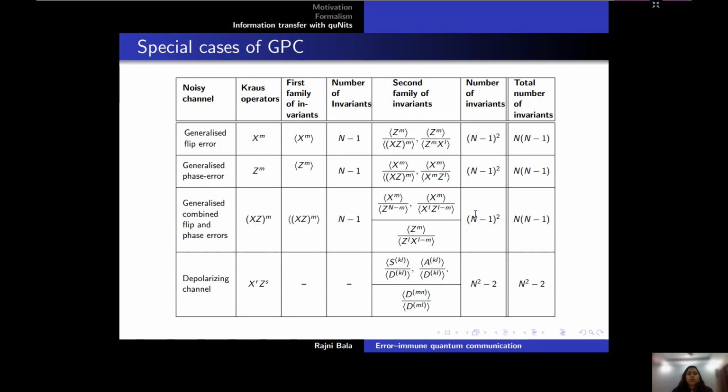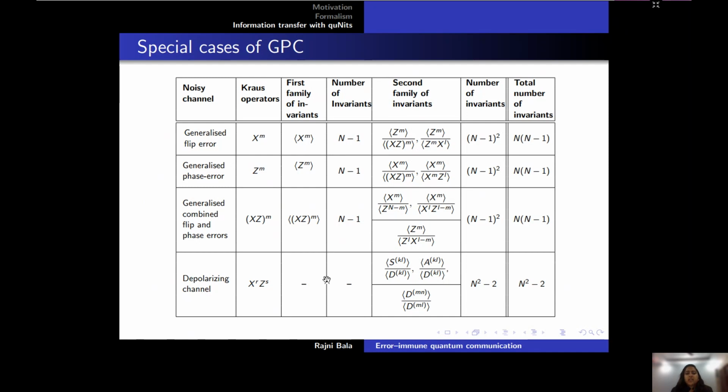Now we move on to a more general and practical channel, which is called the depolarizing channel. In the depolarizing channel, any error from these three or any combination of them can corrupt the state. The only difference between the generalized polychannel and the depolarizing channel is that in the generalized polychannel, all the probabilities are different and arbitrary. However, in the depolarizing channel, all the errors occur with the same probability.